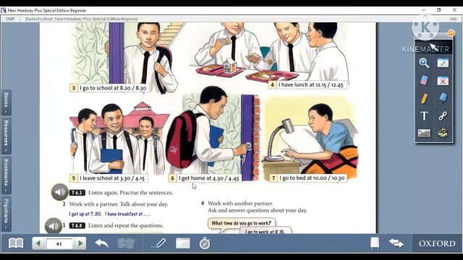Then we have here I get home, or we can say, with the same meaning as get home, I arrive home. So I get home means when he reaches the house. I get home at, and you're going to choose the correct time. Last sentence here we have I go to bed at, and you choose the correct answer.